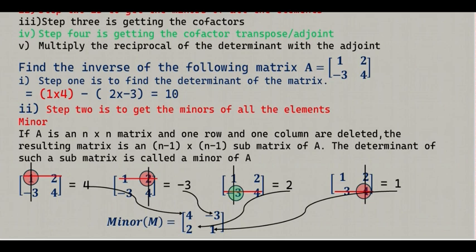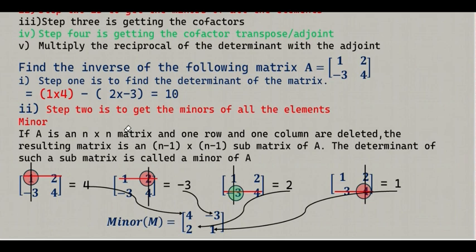Then you go to step 2, which is to get the minors of all the elements. So what is a minor? If A is an n times n matrix, where n can represent any number, that means 2 times 2 or 3 times 3, and one row and one column are deleted, the resulting matrix is an n minus 1 times n minus 1 submatrix of A. We tackled submatrix in our first class. Then the determinant of such a submatrix is called a minor of A.